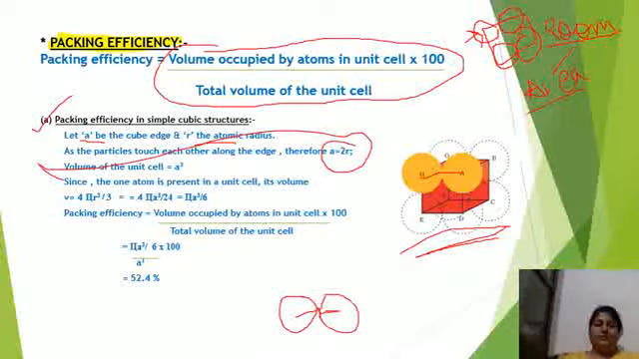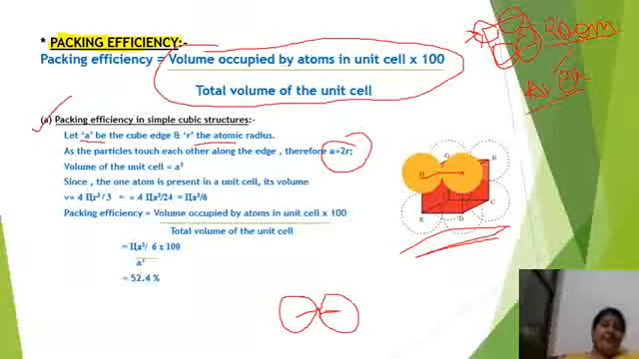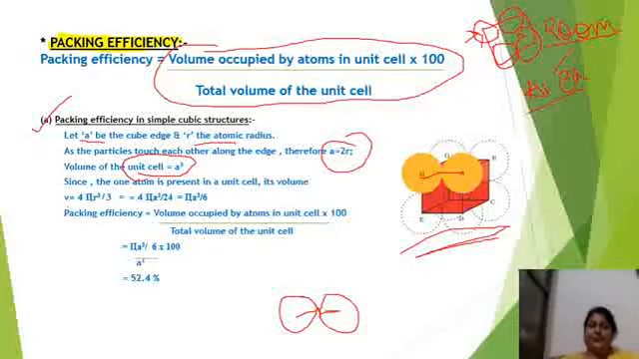Now what will be the volume of the unit cell? We all know very well that the volume of a cube is side cube. So the edge length is A, the side is A. The volume of the unit cell will be A cube. Now these particles are spherical in shape. So the volume of a sphere is 4 by 3 pi r cube.